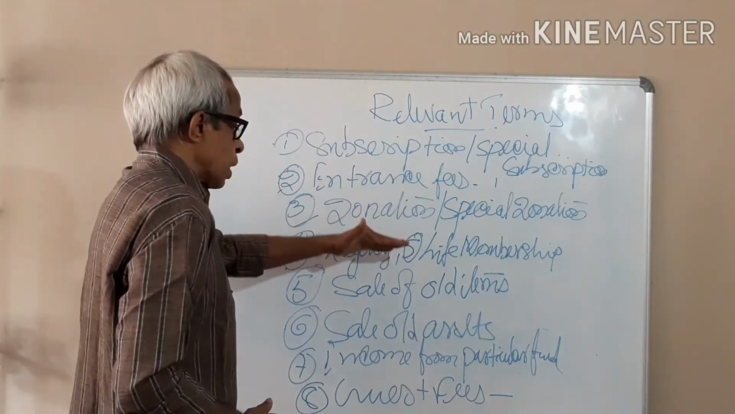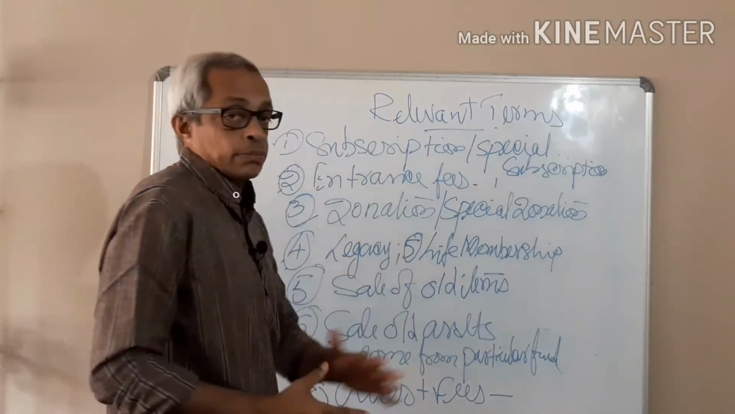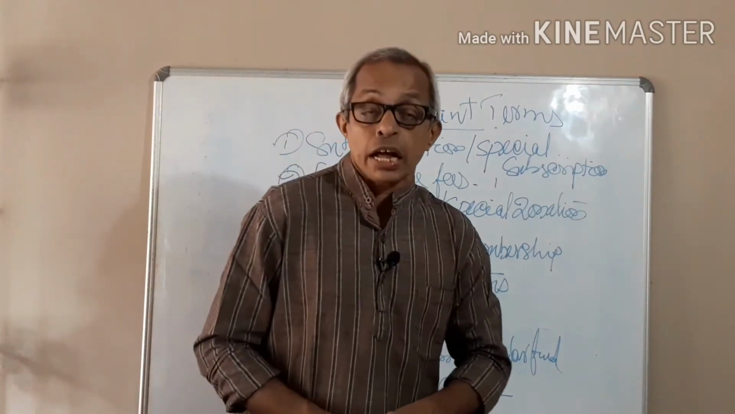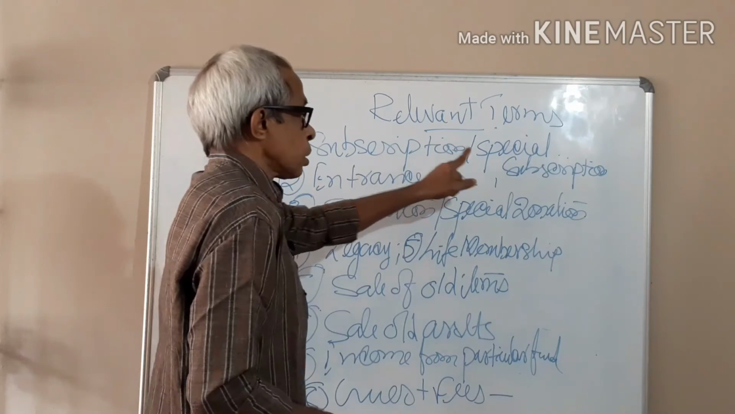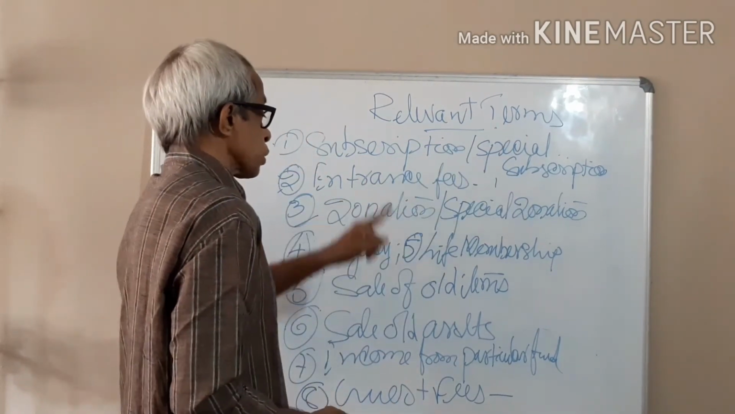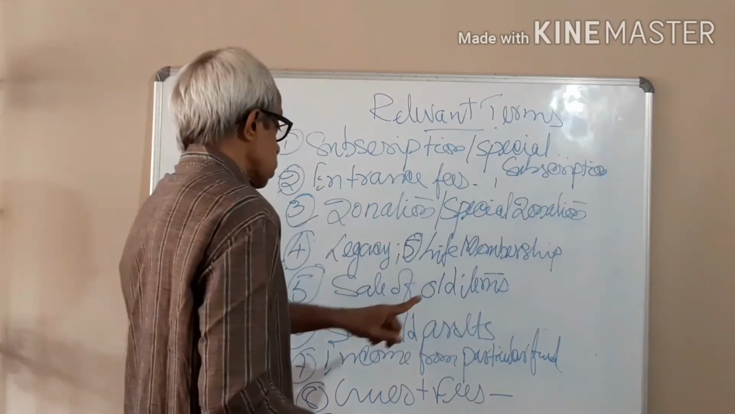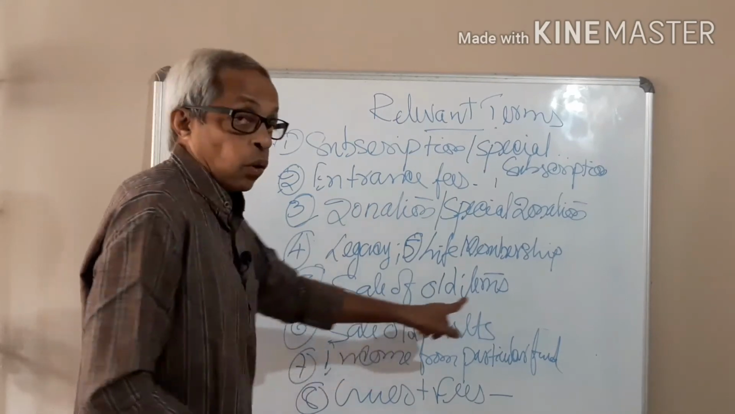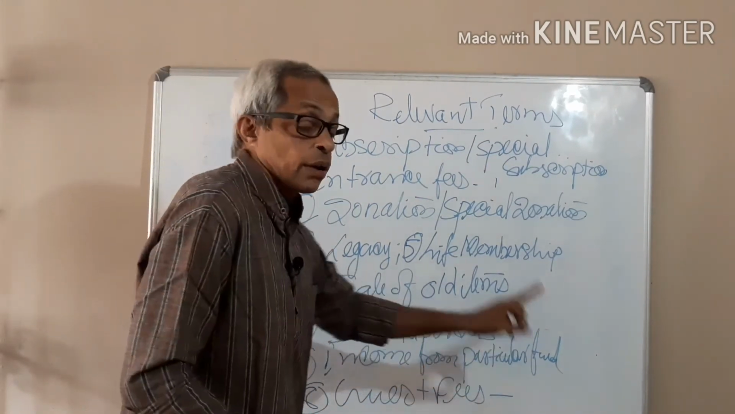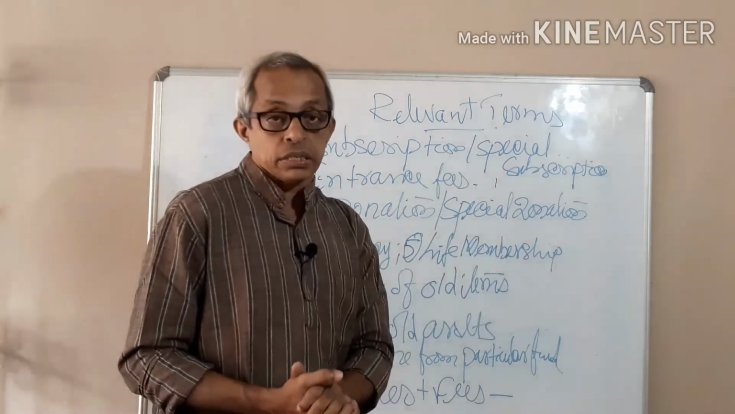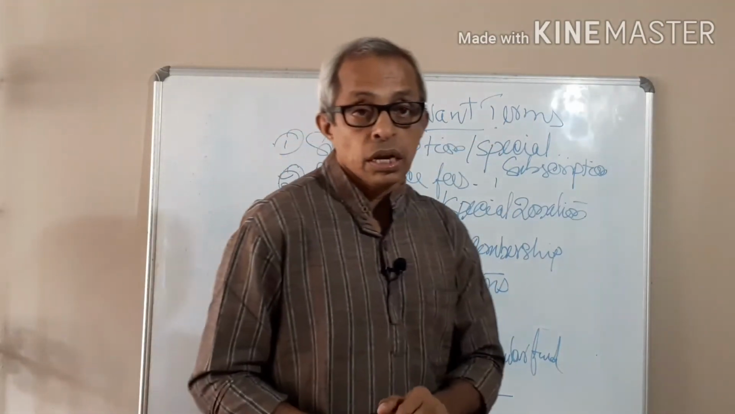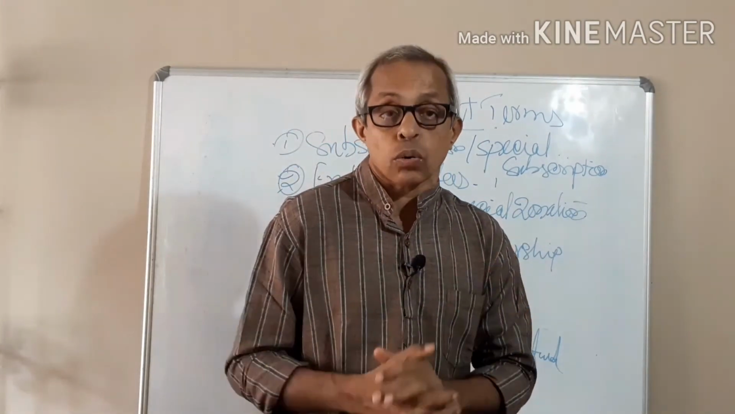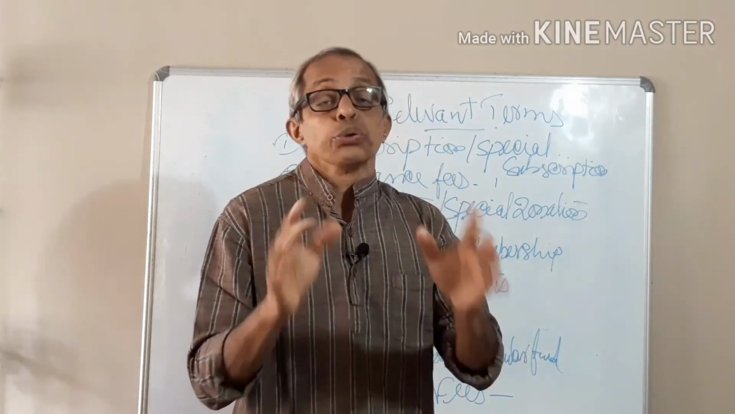So these are the special items, that is, relevant terms to be known while preparing income and expenditure account. They are subscription, special subscription, entrance fees, donations and special donations, legacy, life membership, sale of old items, sale of old assets, income from particular fund, and guest fees. These items have a special effect on income and expenditure account. The same should be done judiciously.